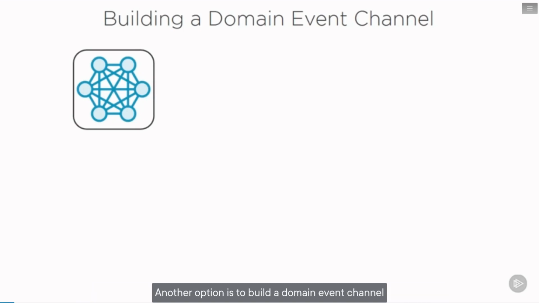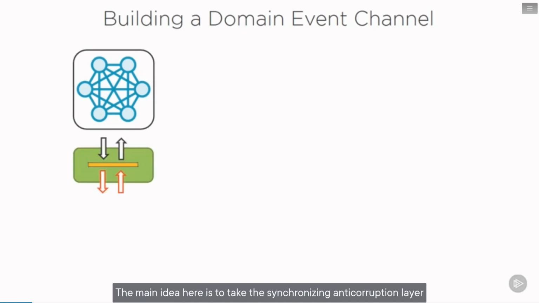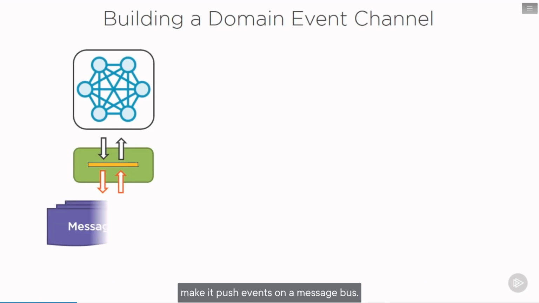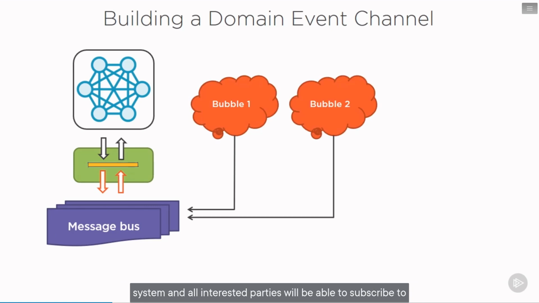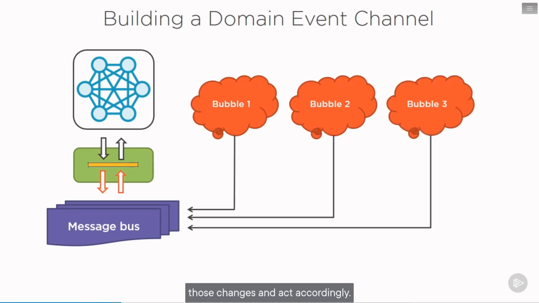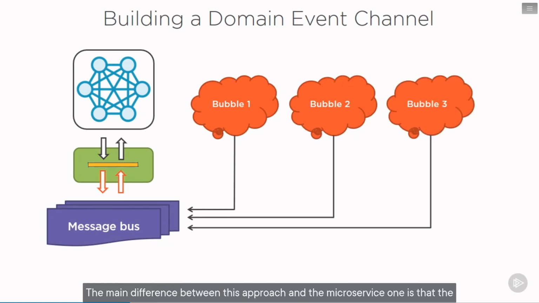Another option is to build a domain event channel out of the anti-corruption layer. The main idea here is to take the synchronizing anti-corruption layer which we ended up with in the previous module, and instead of pushing updates from the legacy database to the bubble, make it push events on a message bus. This way it will announce all the changes happening in the legacy system, and all interested parties will be able to subscribe to those changes and act accordingly.